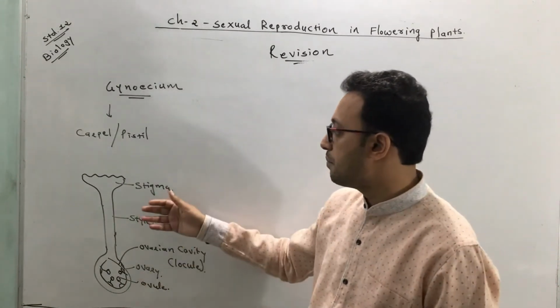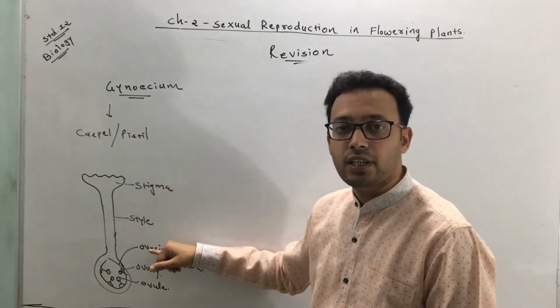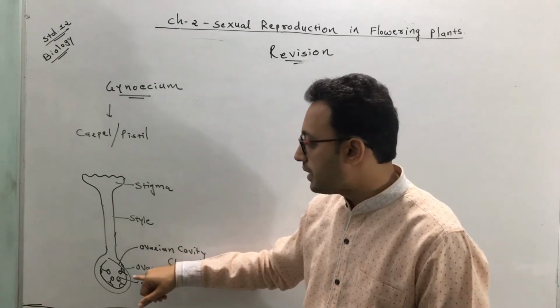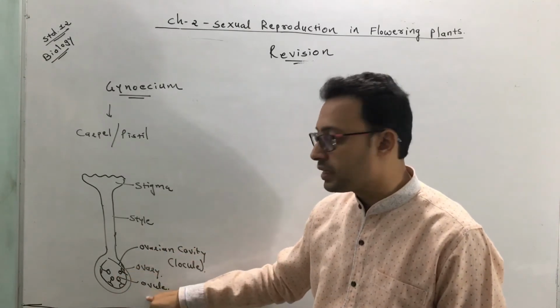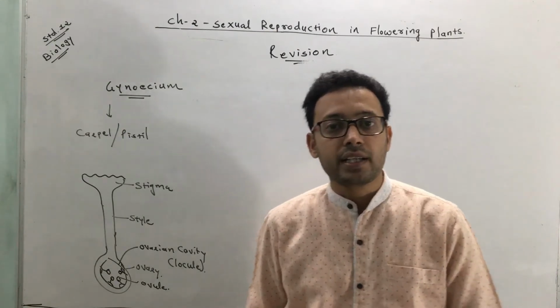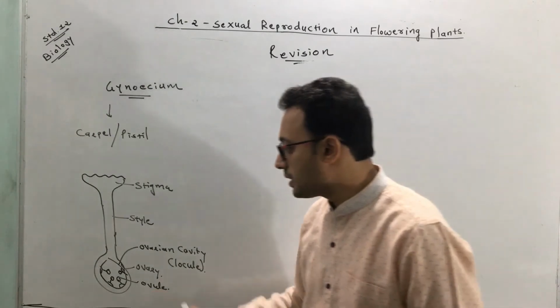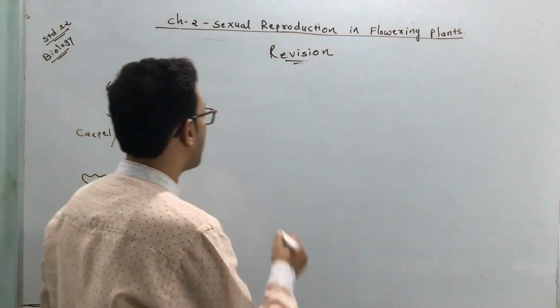So these are the three parts of a carpel: stigma, style, ovary. The ovary contains a cavity called the ovarian cavity. That contains a placenta. The placenta is attached to the ovule. The number of ovules may vary from plant to plant. It may range from one to many. Now we will see the structure of an ovule, how the ovule looks like.